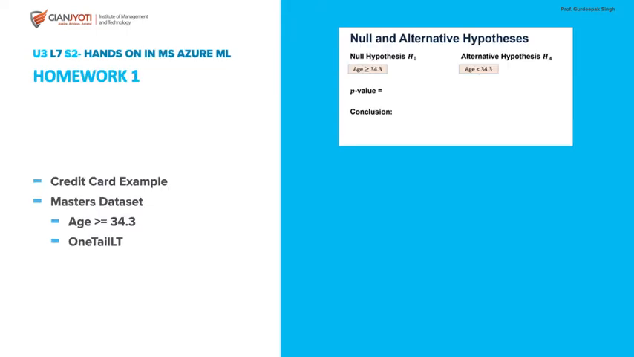So now let us do homework 1, where I asked you to work on this, wherein what you need to do is the null hypothesis. This is on age, that the age for the master's data set is greater than or equal to 34.3. The alternate hypothesis which we would like to prove is age is less than 34.3. And this is an example for one tail LT. Rest everything goes as we have done for the limit balance.